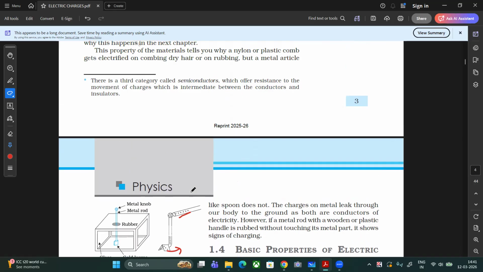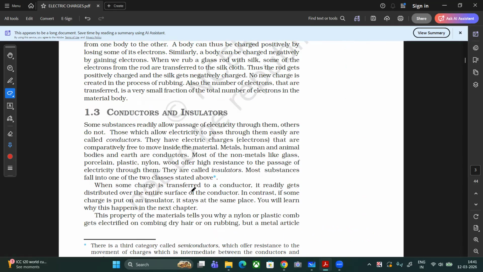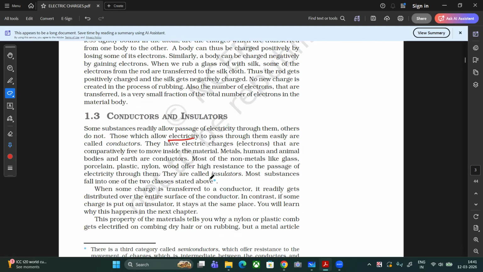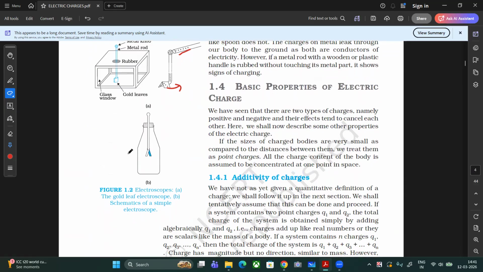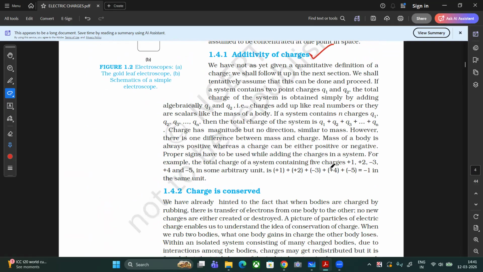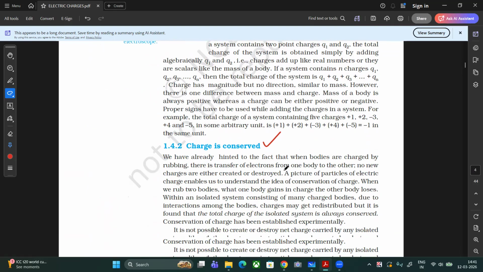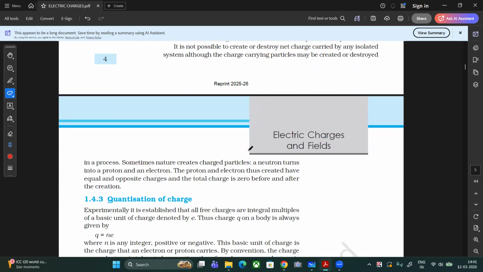Okay. So we know about conductors and insulators. Conductors carry electricity and insulators do not. Why? Because insulators offer high resistance, as they don't have valence electrons. On the contrary, conductors have valence electrons. The next topic is the properties of electric charges. We have three properties. First is additivity of charges. Next is that charges are conserved. And the next property is quantization of charges.